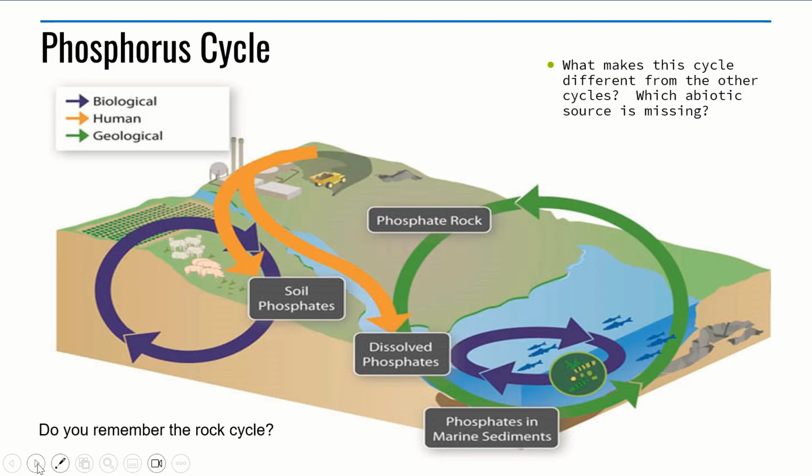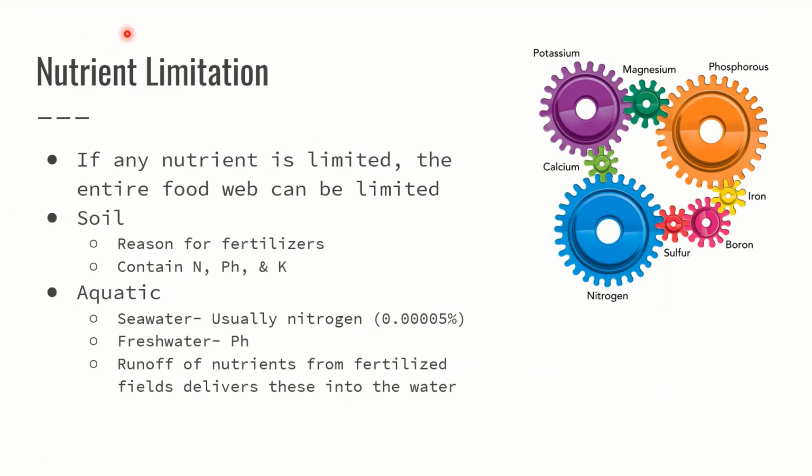So now why are these two cycles in particular important? Well, that's because all productivity within an ecosystem is limited by what nutrients are available. And by productivity, we mean how many living things can live and survive. So if any nutrient is limited, then the entire food web is going to be limited. You're going to have limited numbers that it can support. In the soil, we can increase that productivity by adding fertilizers. So the main limiting factors in soil are nitrogen, phosphorus, and potassium. So if you look at fertilizers, they will directly tell you how much nitrogen, how much phosphorus, and how much potassium they have.